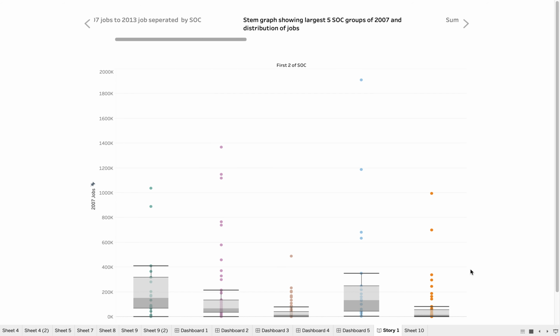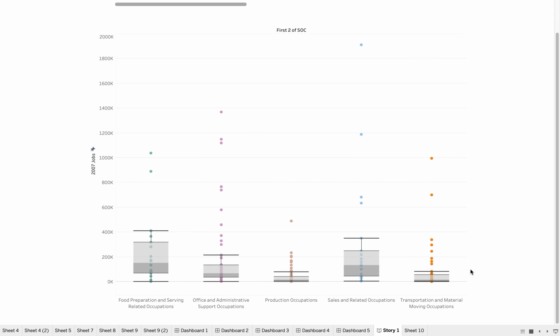My second graph is by taking the largest 5 sectors from 2007. I then made a stem and leaf plot showing the distribution of jobs in this year. The y-axis is number of 2007 jobs, while the x-axis shows each sector or SOC. The colors for each SOC correspond with their colors on the first graph to maintain consistency. It shows the median, quartiles, and outliers of each job sector. By looking at the median and quartiles, you can get a good understanding of the relative number of jobs held in each SOC.